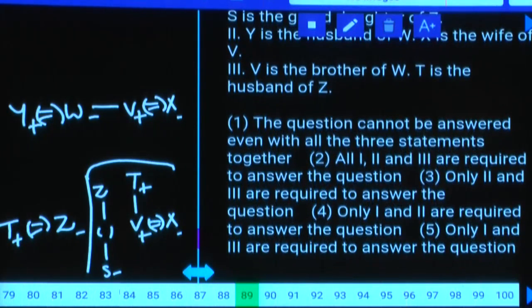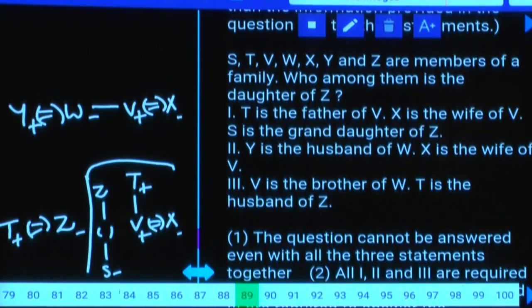Then what is the other information here? 2 and 3, and 1 and 3. Now if you combine 1 and 3, are we getting any answer with 1 and 3? With 1 and 3, T is the father of V, X is the wife, and V is the brother of W, T is the husband. By combining 1 and 3, nothing has been said about whether there are any children to this Z at all, isn't it? This is also not sufficient, then we need to combine all the 3.